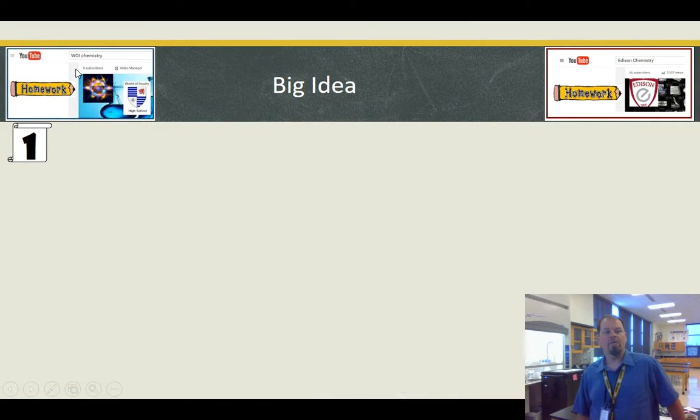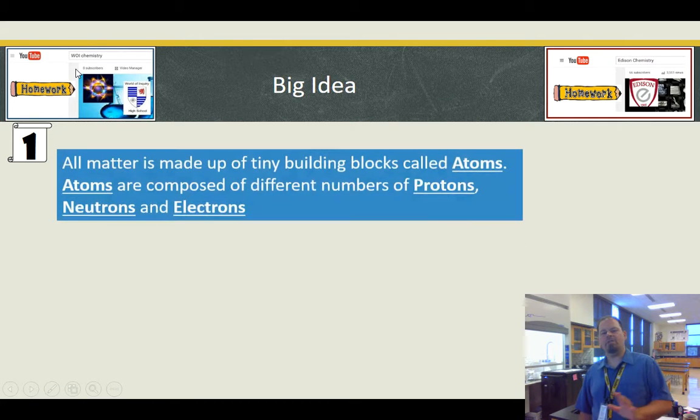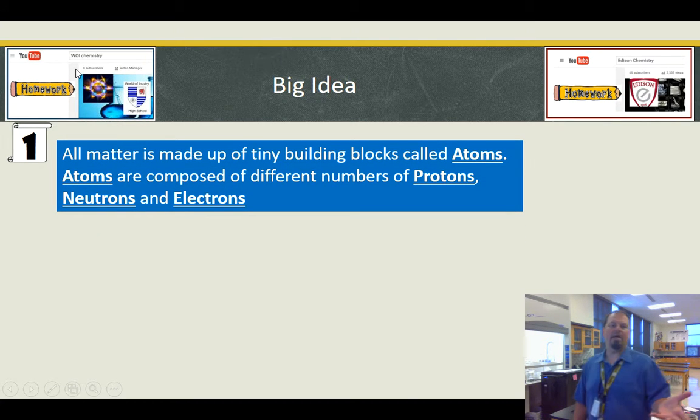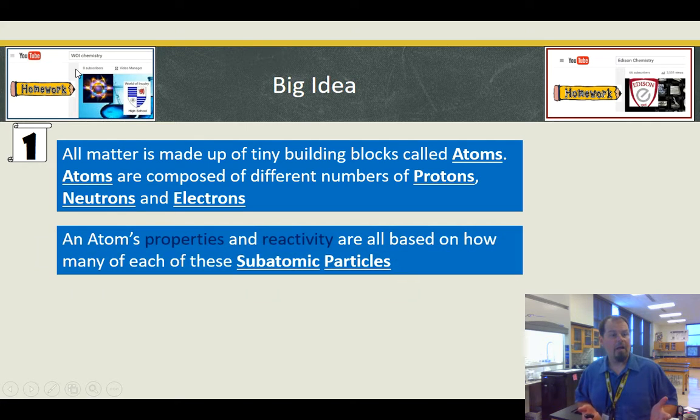Okay, so first, the big idea, the overarching theme of this whole unit is that matter is made up of these little things called atoms. Atoms are made up of little things called protons, neutrons, and electrons. And then on top of that, to make things more complicated, the atom's properties and reactivity are all based on how many of each of these subatomic particles there are. The proton, the neutron, and electron are themselves subatomic particles, below the atom level.